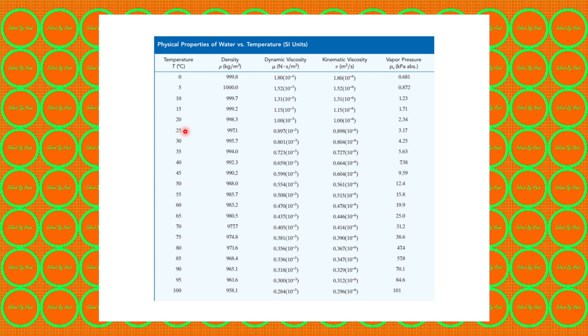Accordingly, we can take the value of the dynamic viscosity. For example, 25 degrees Celsius will give us, for the dynamic viscosity, 0.897 times 10 to the power minus 3, and the unit of the dynamic viscosity is newtons times second divided by meter squared.